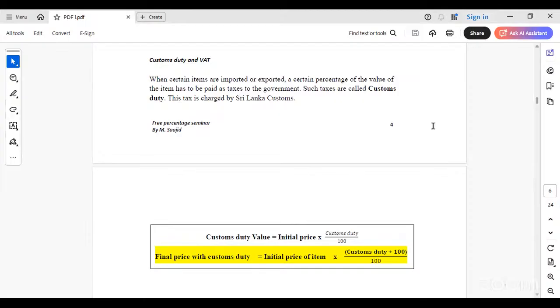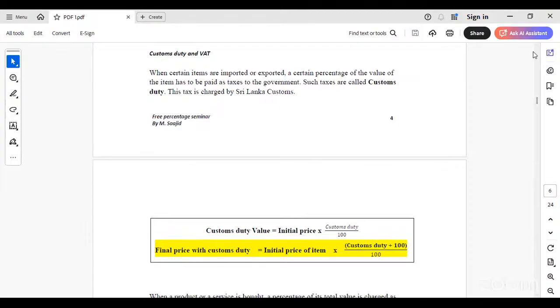Right. The next part here is customs duty and VAT. So customs duty. Do you know what customs duty means? I think you know this institution called Sri Lankan Customs, right? In Sinhala they say Sri Lanka Reg.